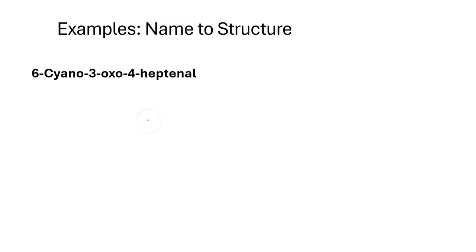Now the next example is 6-cyano-3-oxo-4-heptenal. There are 4 completely different functional groups present in it. Here we can see Al means aldehyde. Here E means it is an alkene, and that alkene is at the 4th position. 3-oxo is a ketone, and 6-cyano is a nitrile functional group. When it is written as a prefix, it is written as cyano. So cyano is 1, right? After that oxo is 1, double bond is 1, and aldehyde is 1. So there are 4 different functional groups in the given compound.